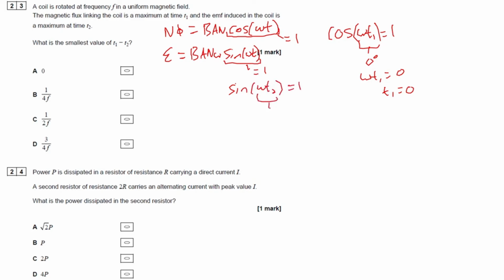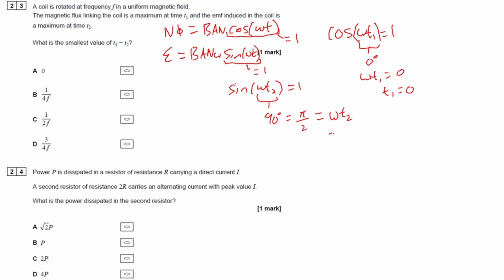And again, we know from our calculator, if it's on degree mode, you might remember this from GCSE, that sine of 90 is the maximum of 1, when this angle here is 90 degrees. But these equations are for the angles in radians, so this is actually the same as saying pi over 2 radians, and therefore I could write that as omega t2 is equal to pi over 2.